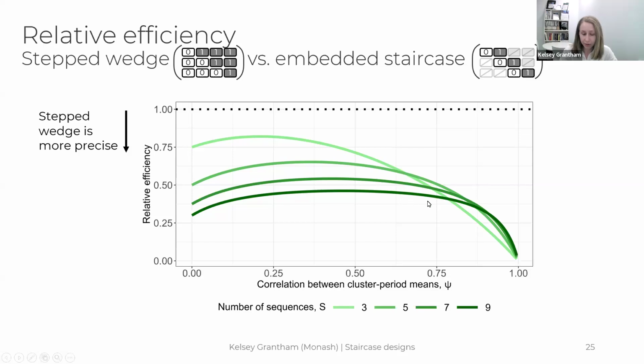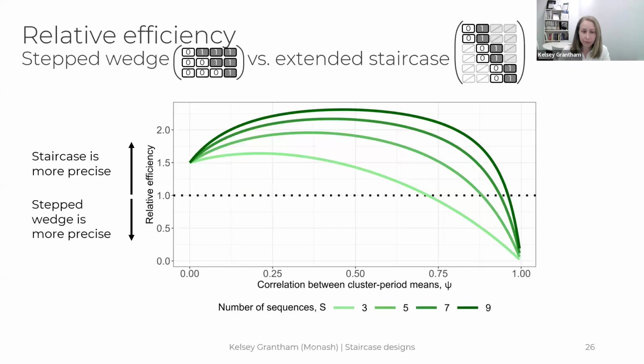And we also see that the relative efficiencies drop down towards 0 as psi approaches 1. So that's where the stepped wedge designs would be much more precise than the staircase designs. So then when we compare stepped wedge designs with extended basic staircase designs, where the designs being compared now have the same total number of measurements, we find that the majority of the relative efficiencies are above 1. So these results suggest that the extended staircase designs are typically more precise and would give greater statistical power than the corresponding stepped wedge designs for the same total number of measurements. However, for large values of psi, the relative efficiencies still drop down towards 0, and so in these settings, a stepped wedge design would still be more precise.